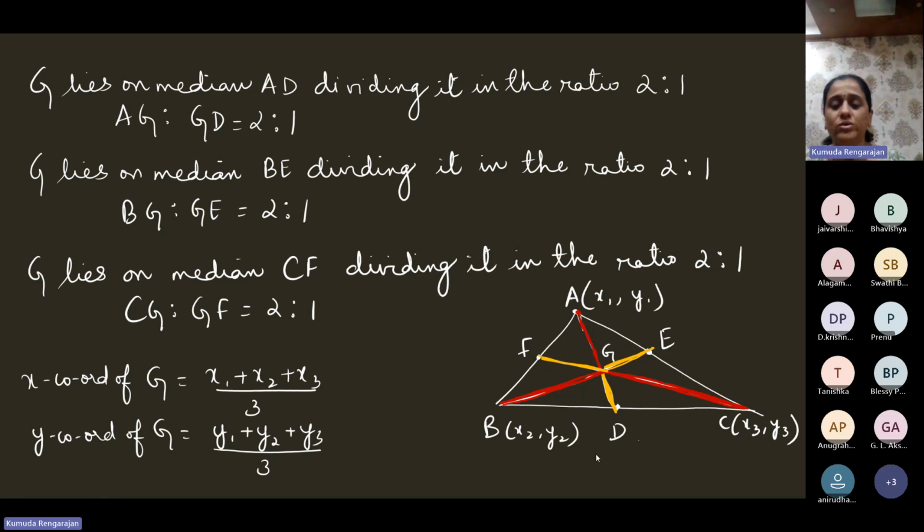Now, questions based on centroid we'll take up in the next class.